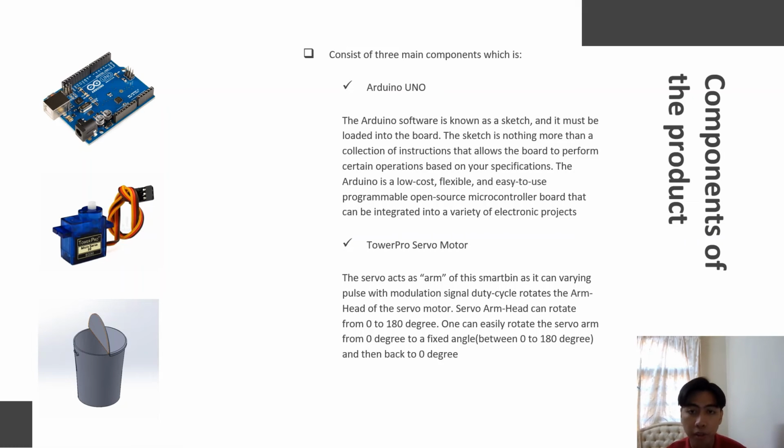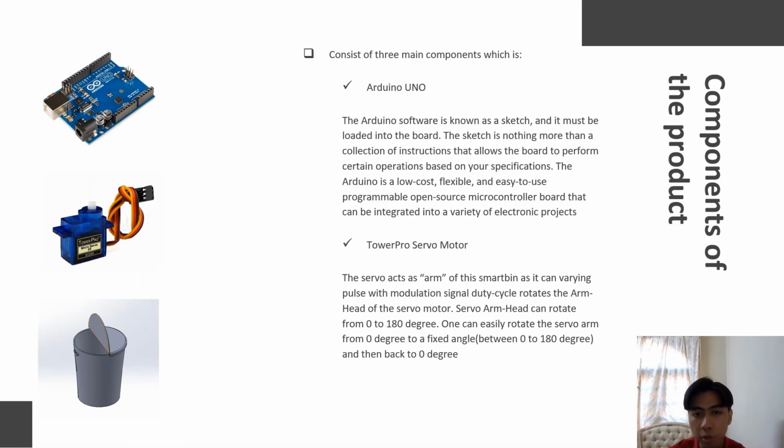For the components of the product, our product consists of three main components, which are the Arduino Uno, the servo motor, and the ultrasonic sensor. For Arduino, the Arduino software is known as Sketch, and it must be loaded into the board. The Sketch is nothing more than a collection of instructions that allows the board to perform certain operations based on your specifications. The Arduino is a low-cost, flexible, and easy-to-use programmable open-source microcontroller board that can be integrated into a variety of electronic projects.